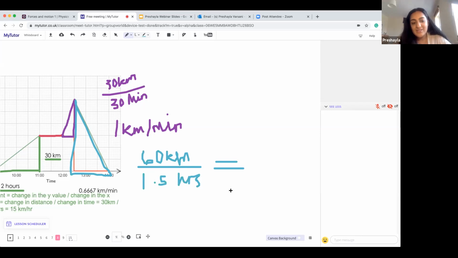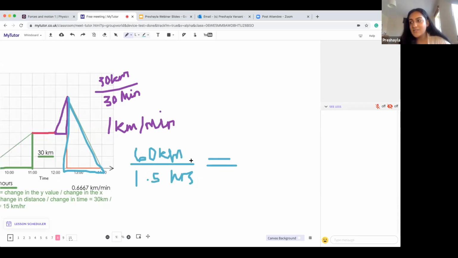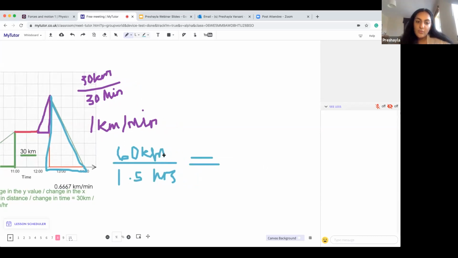So can you put your answers in the chat? What do you think the velocity might be? If we're doing distance divided by time or displacement divided by time, what is the velocity? What do we think? Put your answers in the chat.